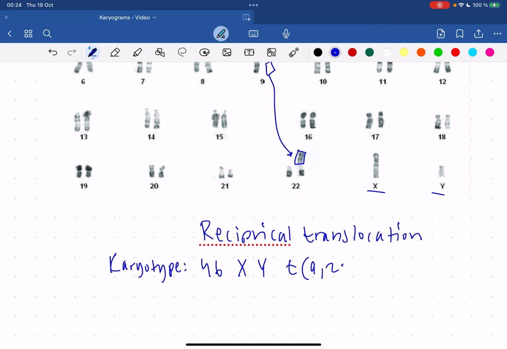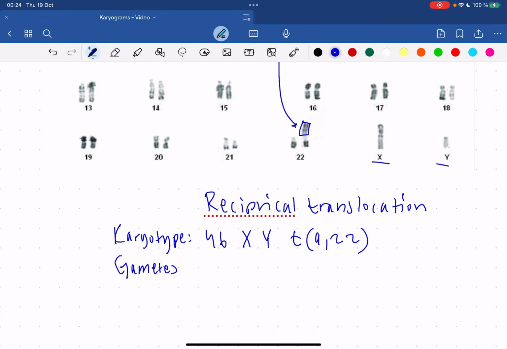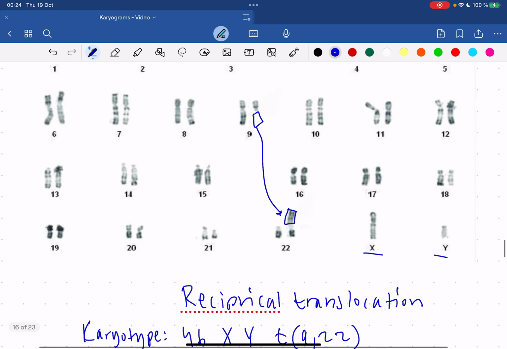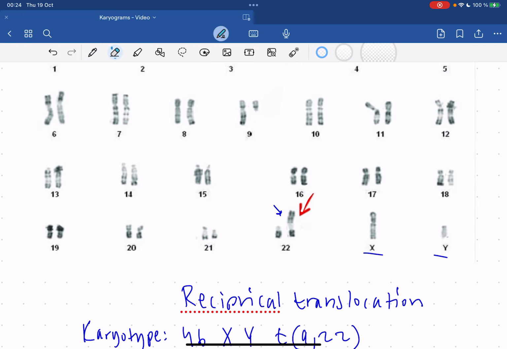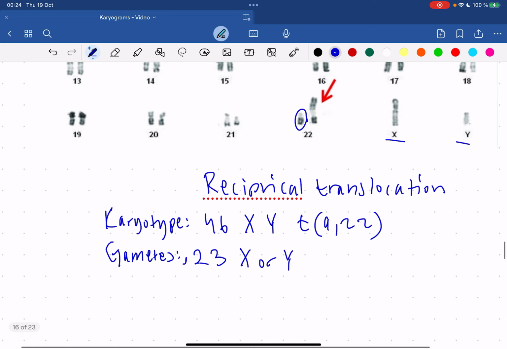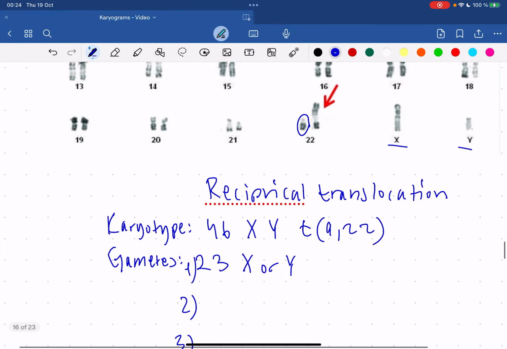9 and 22. And now for gametes, that would be 23 X or Y. So that would be that you're either taking this one and this one, so the 2 normal ones. So that would be the first one. Second one, we actually have 4 if you remember for reciprocal translocation.